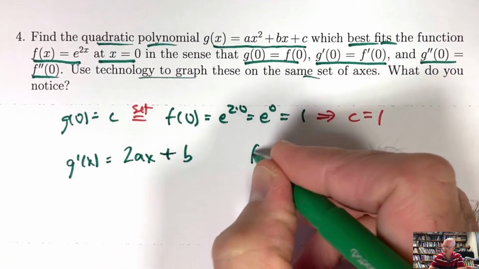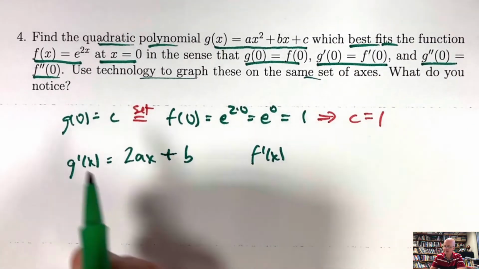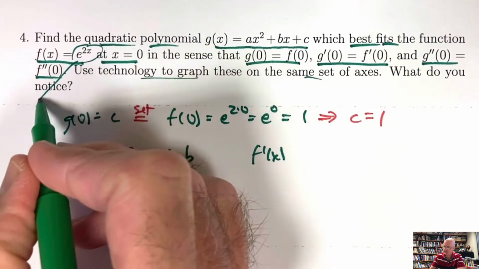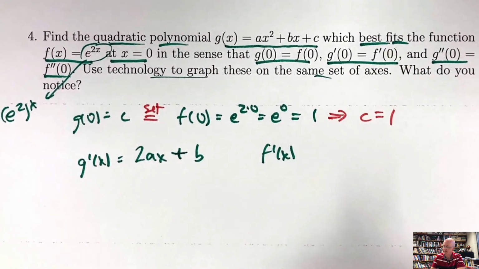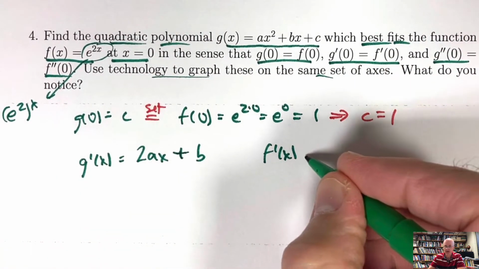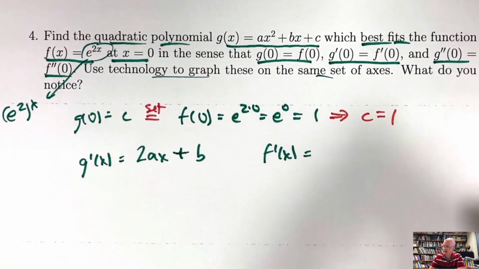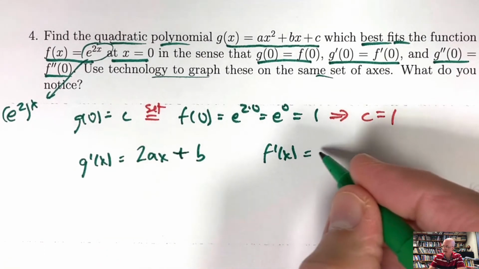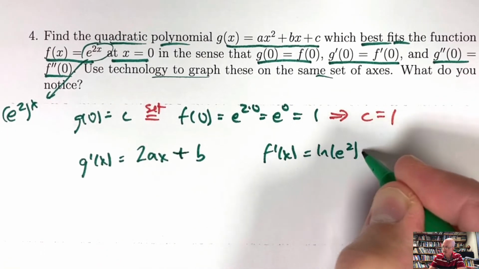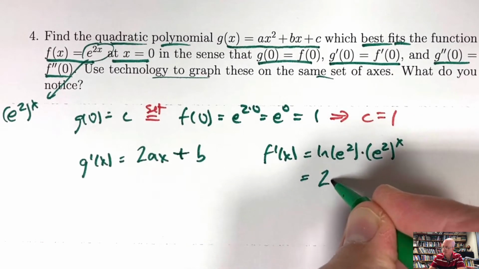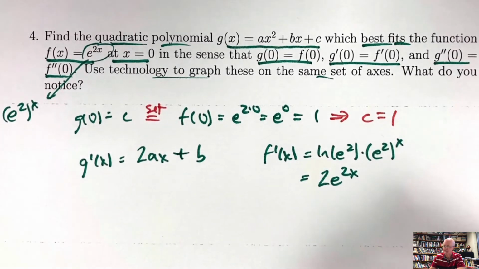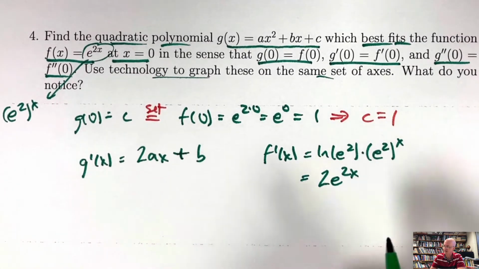What about f prime of x? F of x is e to the 2x. As we saw in the previous problem, we want to write that as e squared to the x and use e squared as our base. Again, we're not assuming you know the chain rule yet. So the derivative would be natural log of e squared times e squared to the x, which can be simplified to 2 times e to the 2x. Interesting, the 2 kind of gets brought down. It's not the same as the power rule, though. Don't get that confused here.